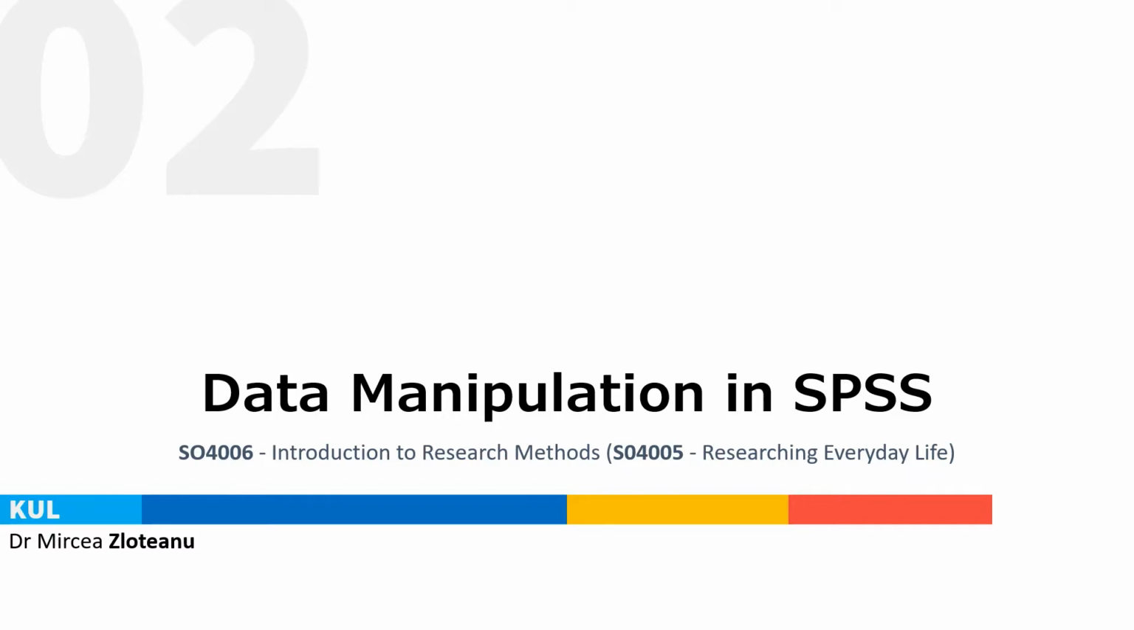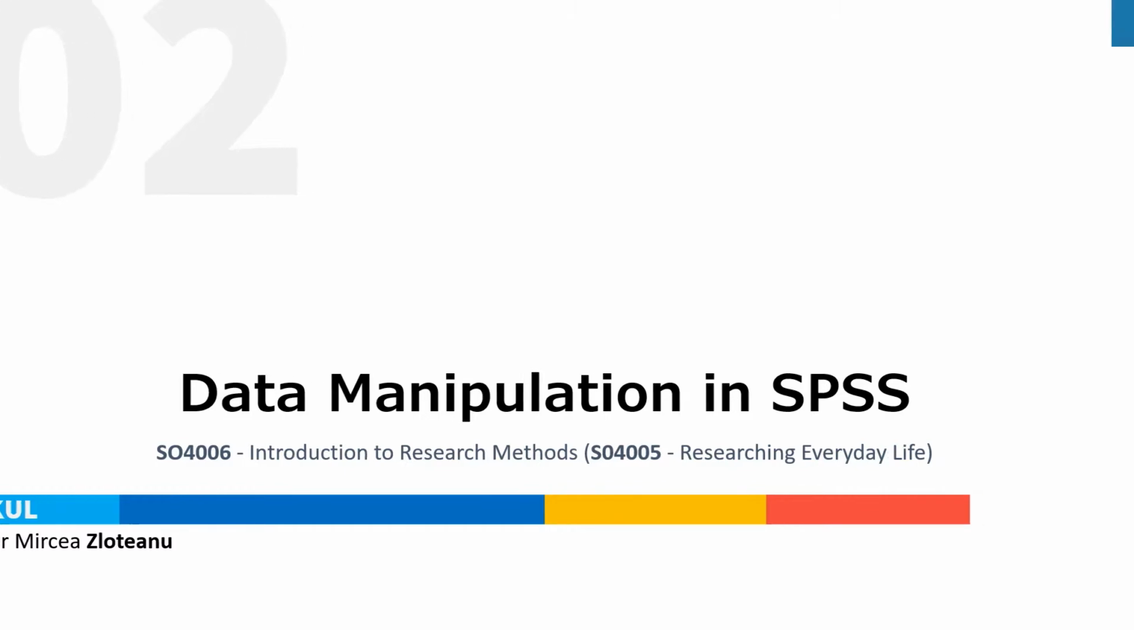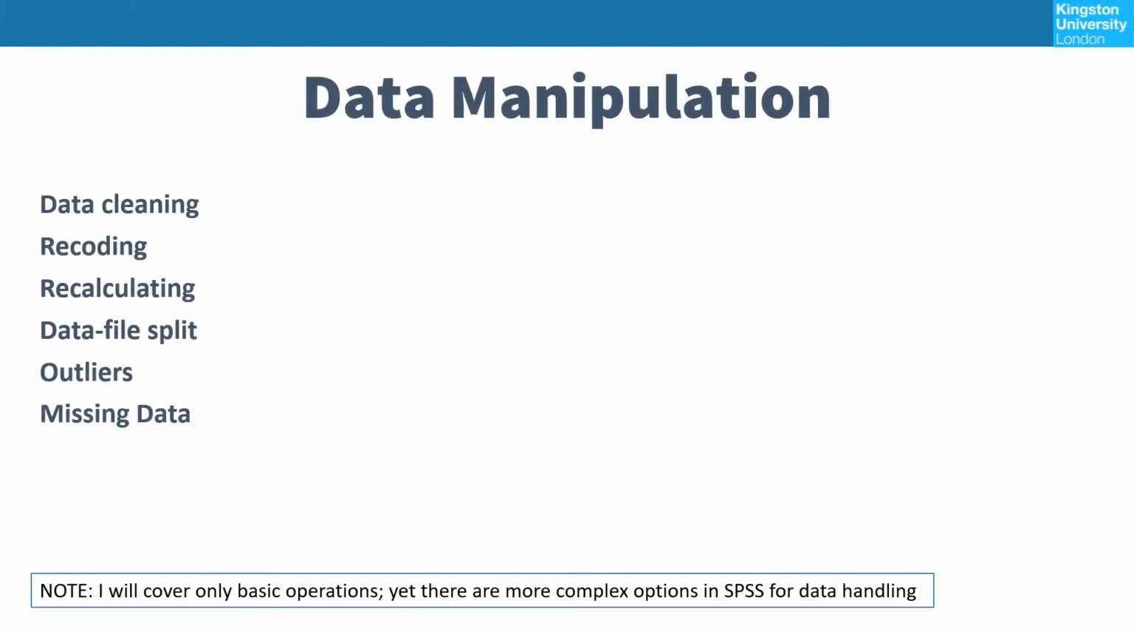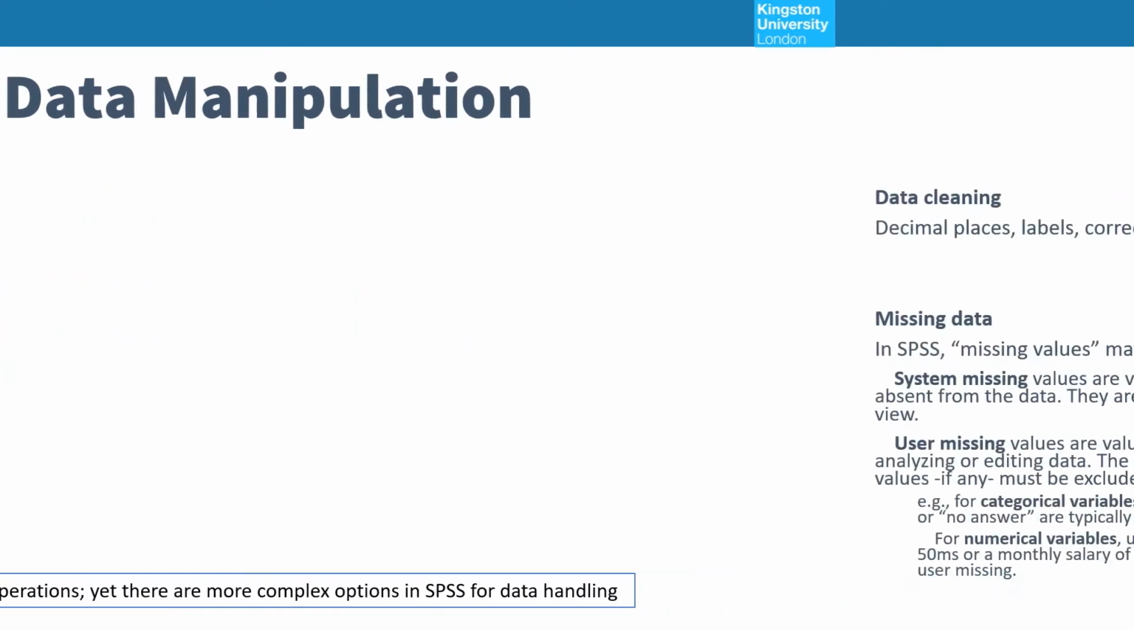In this video, we'll be looking at some basic ways to manipulate data in SPSS. Some of the procedures we'll be covering are general data cleaning, ways to recode data, ways to recalculate data, how to split a data file, how to identify outliers, and what to do with missing data.